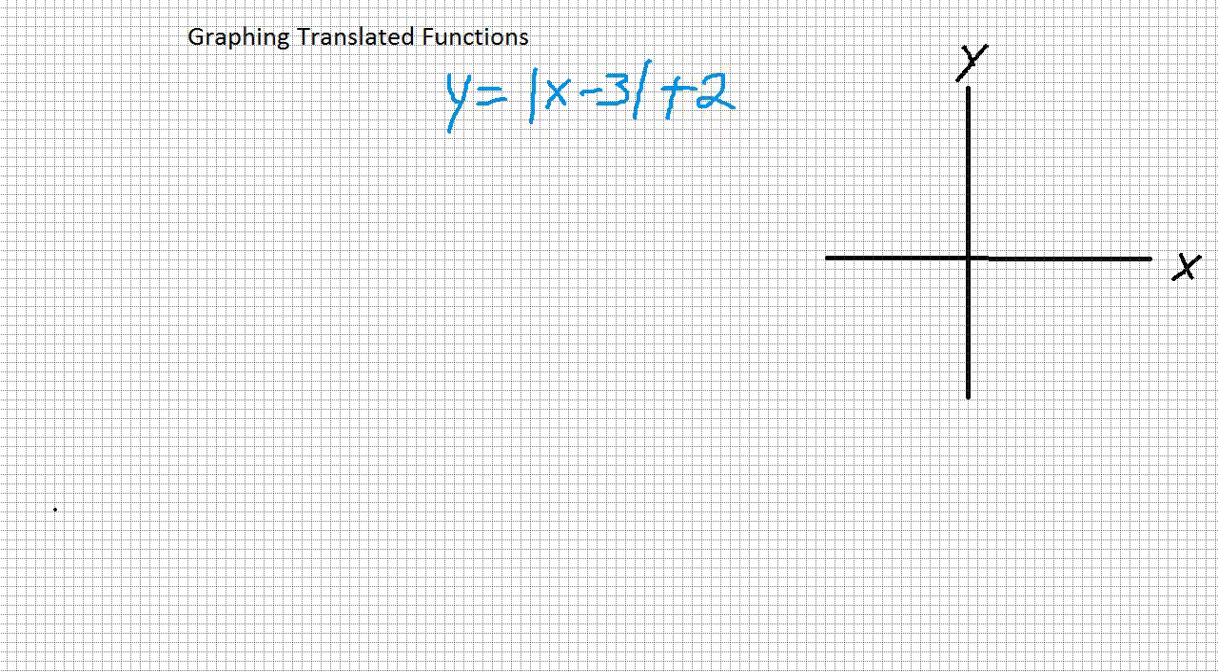All right, let's start with the parent function. Our parent function, these are absolute value, so that means it's y equals absolute value of x. So we're going to first graph the parent function in green, and then we will move to the translated function and show you how nice these can be. So let's make ourselves a table of values.